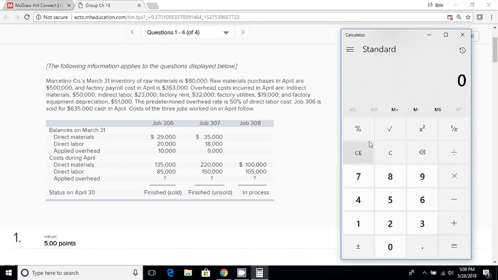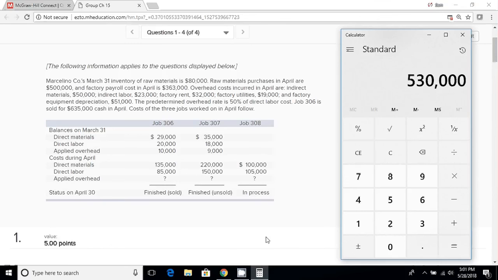Do we know what raw material was at the beginning of April? The answer is yes, it was 80,000. So we're going to take 80,000 and then add in our raw material purchases. Raw material purchases were 500,000. So plus 500,000, right? And now, how much did we use? That's what we've got to consider. I'm going to hit the equals there real quick. So I know that we used some indirect material. Indirect material was 50,000, so minus 50,000.